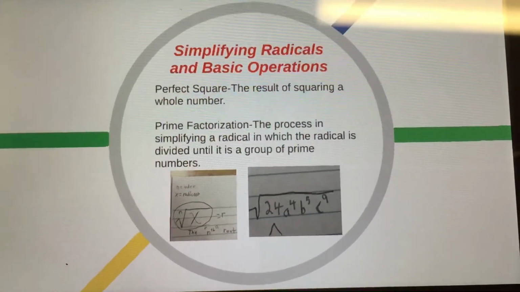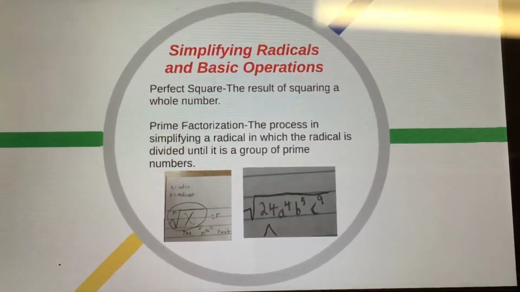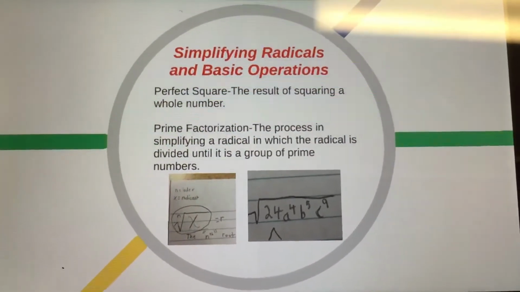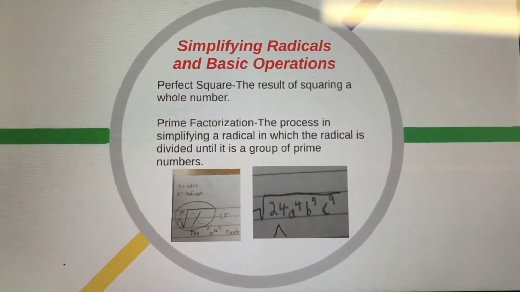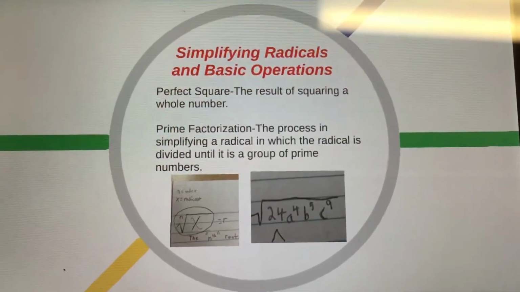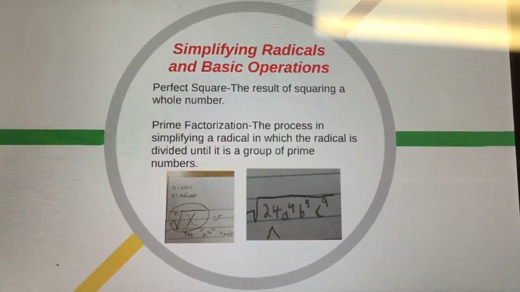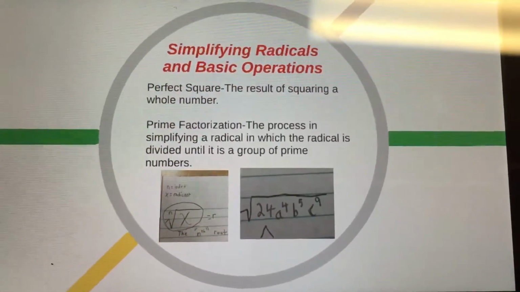N, which represents the index, is the exponent in front of the square root. X, which represents the radicand, is inside the square root. Solving a rational exponent means that the denominator is where n is, and the exponent that is raised from x, the radicand, is the numerator.